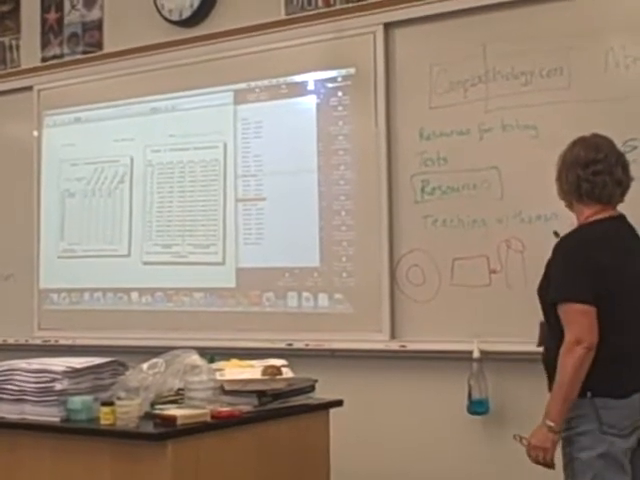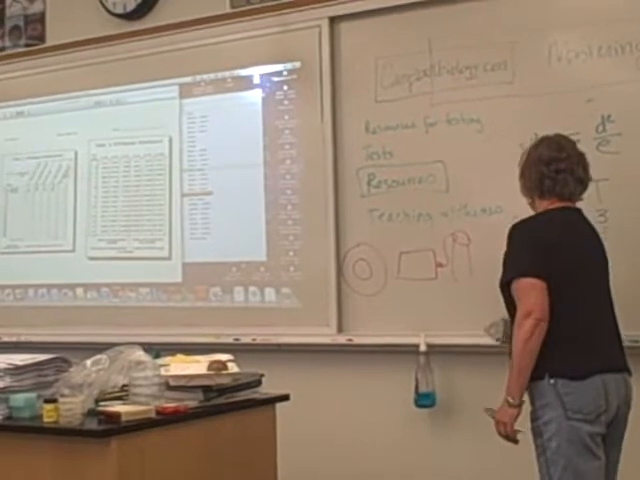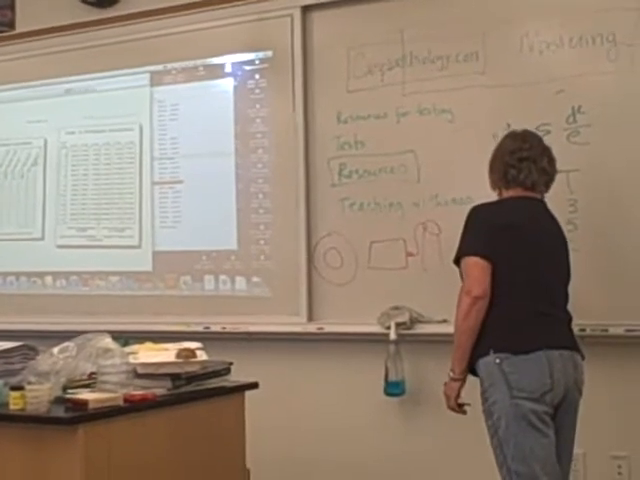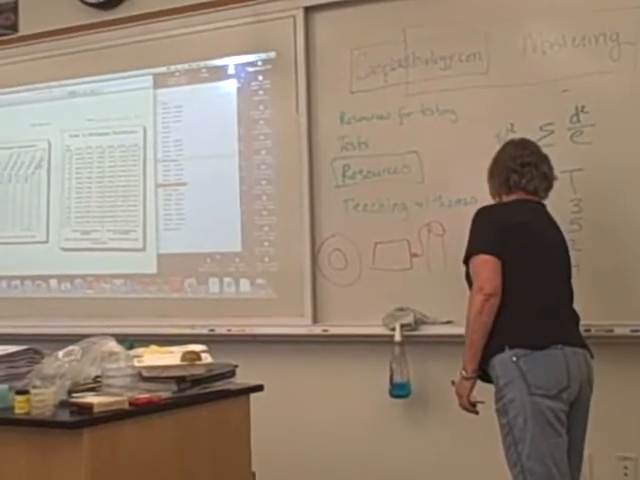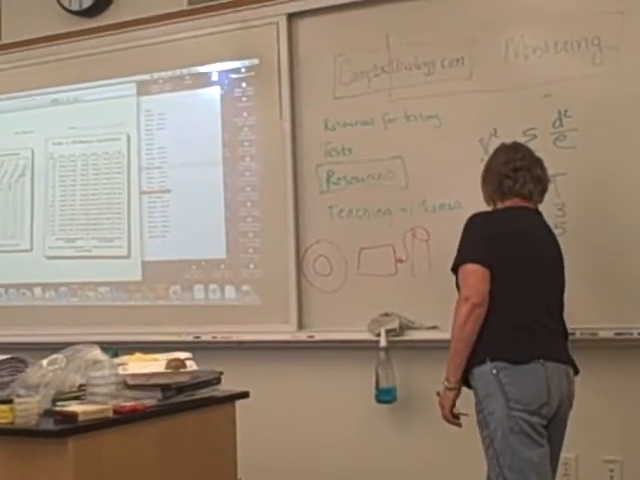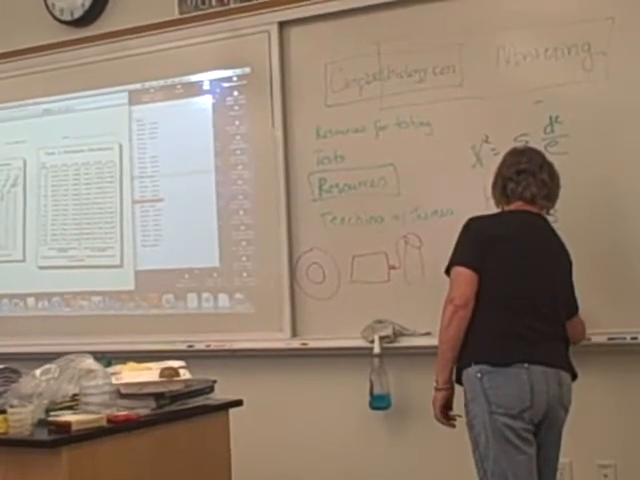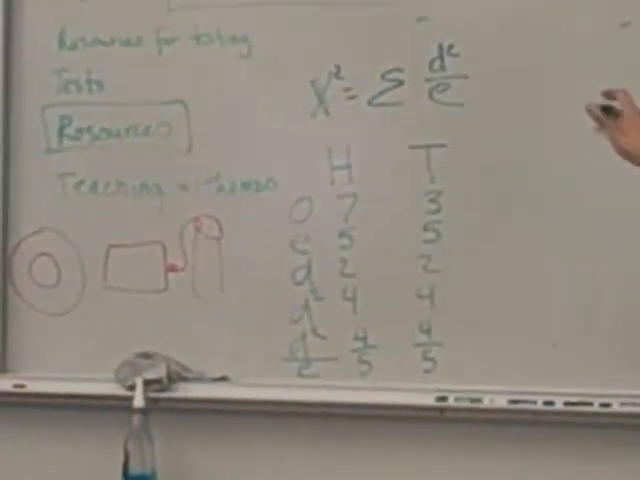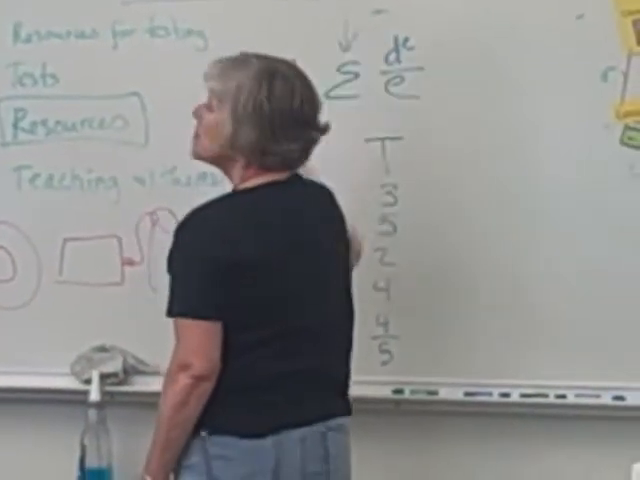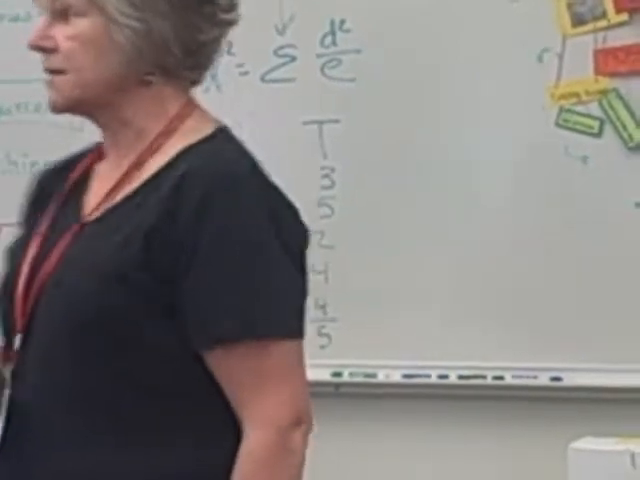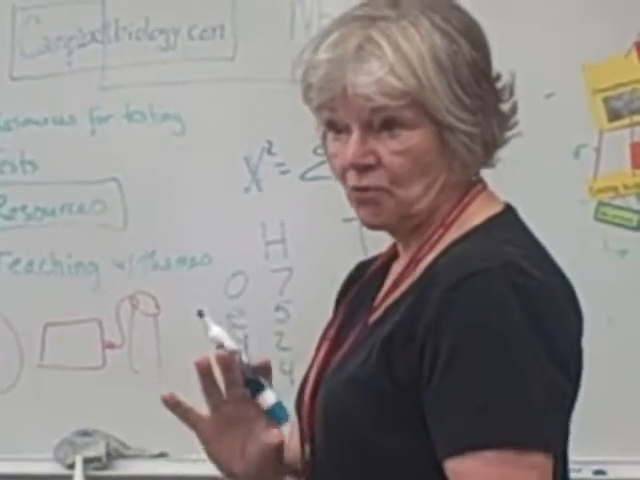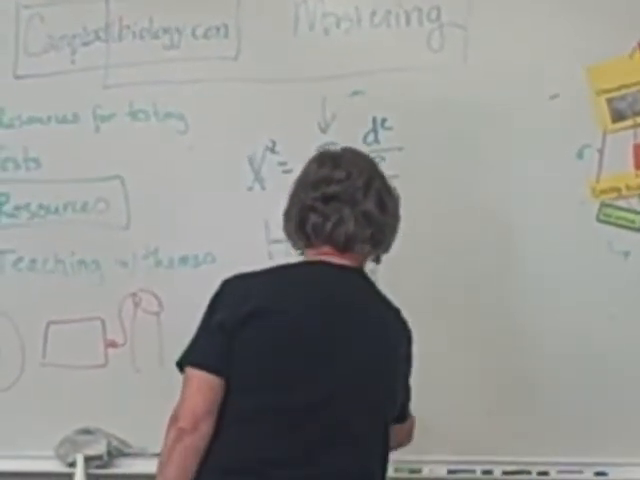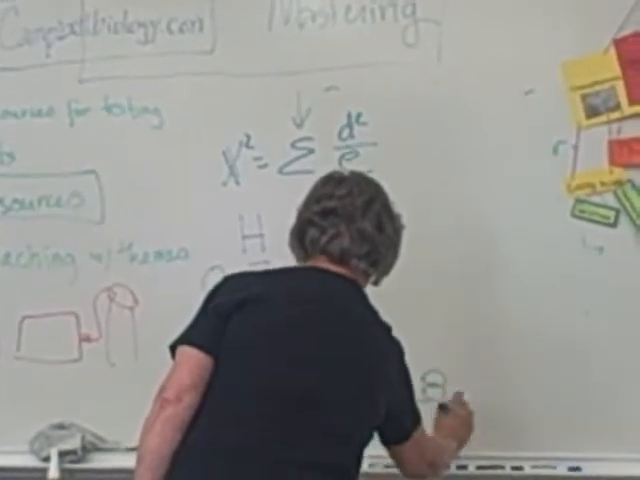This is what we observed, 7 and 3. We expected 5 and 5. We deviated 2 and 2. Our deviation squared is 4 and 4. And our deviation squared over the expected is 4 over 5 and 4 over 5. Okay, can everybody see that? And what chi-square is, is the sum of the deviation squared over the expected. So I would have to add 4 over 5 plus 4 over 5. And what I get is 8 over 5.